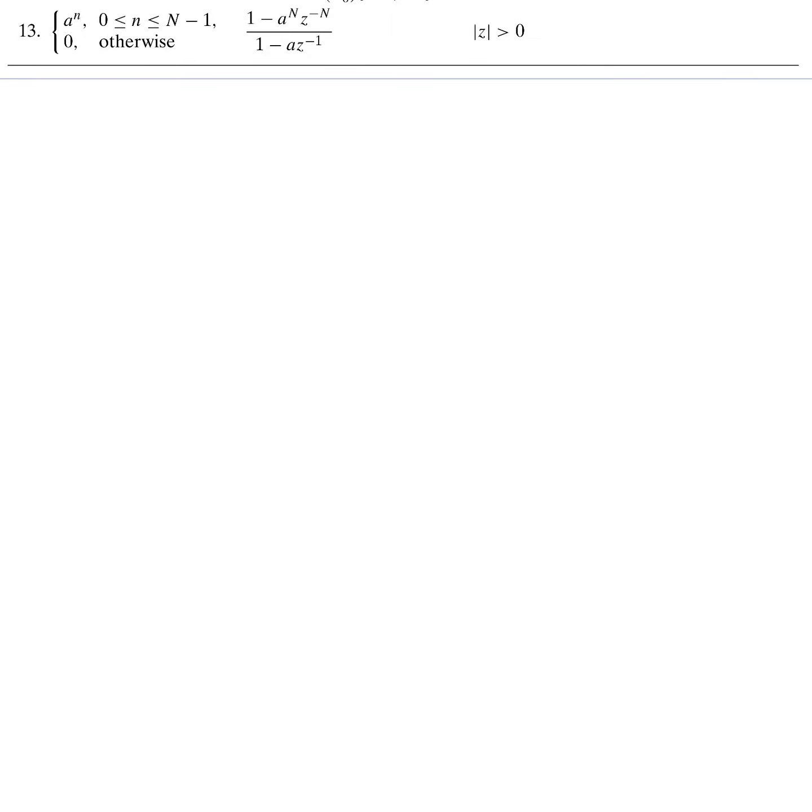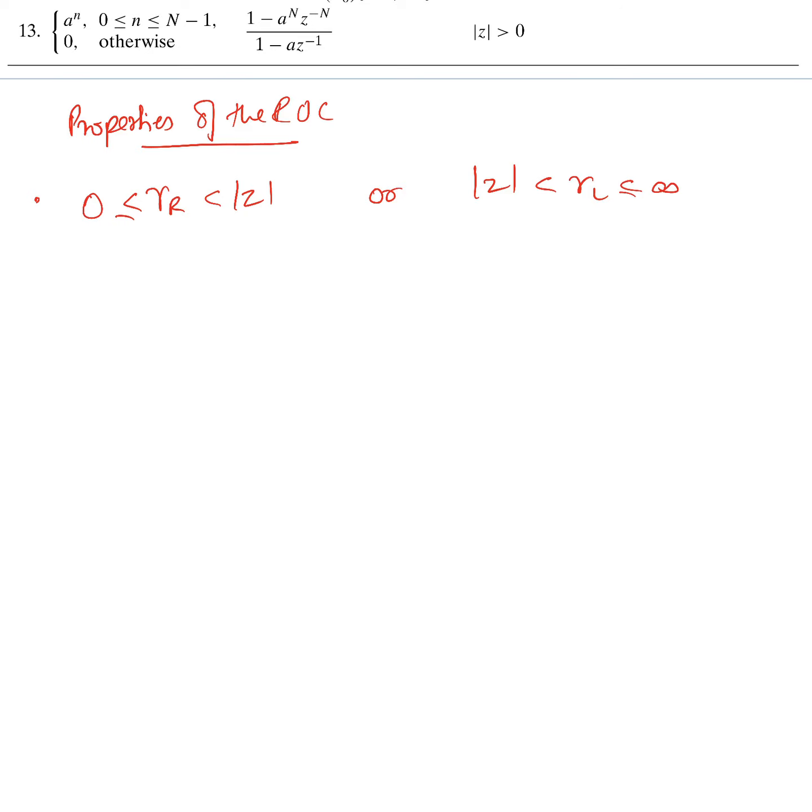Okay, so now let's discuss some properties of the ROC, because we saw that the ROC plays an important role whenever we are defining the rational function. The first property says that most of the time you will see that either the ROC is defined by mod of Z greater than some RR which is greater than or equal to 0, or mod of Z is less than RL less than or equal to infinity.